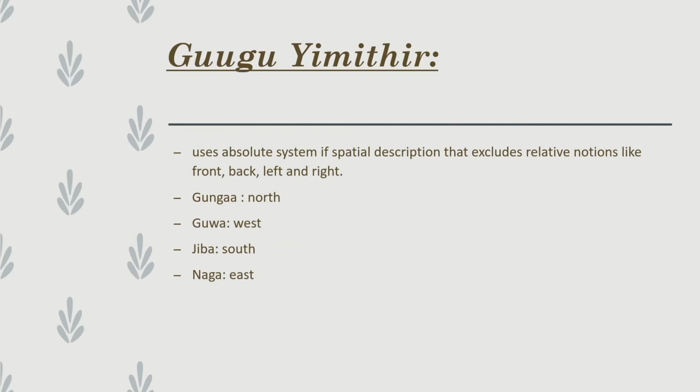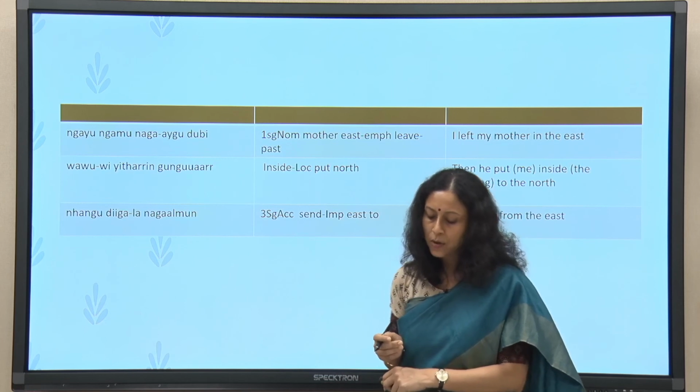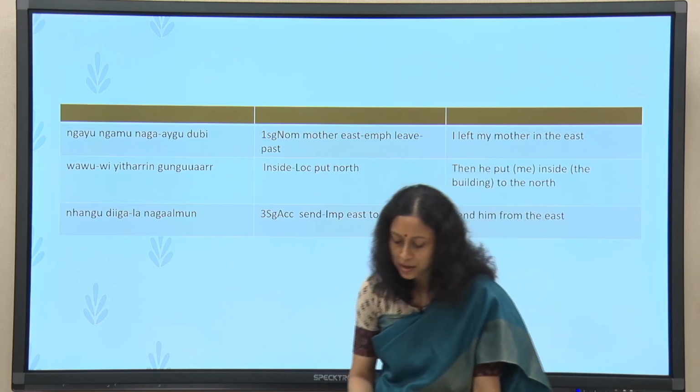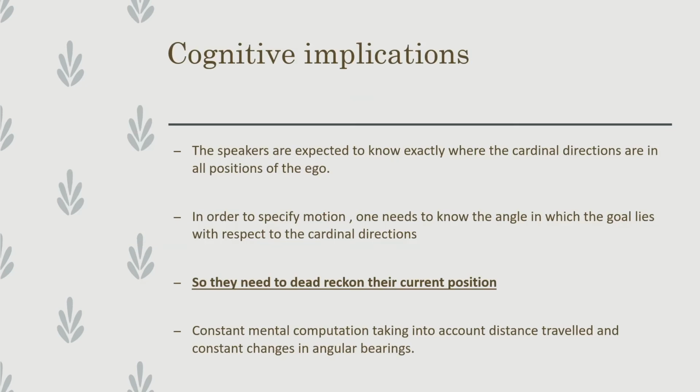Similarly, this is yet another language which also uses roughly translatable north, south, east, west coordinates with respect to the absolutive system. This is how a sentence in that language looks. So, I left my mother in the east, inside the building to the north, sent him from the east. Of course, it might not mean much to us, but the speakers and hearers of that language perfectly understand what the meaning in this case is.